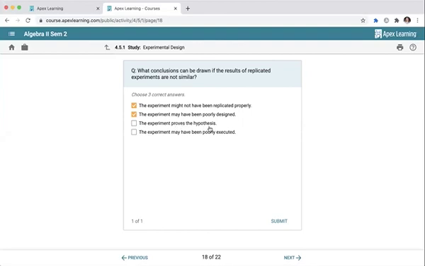This third one here, though, is not true. The experiment proves a hypothesis. Not if you can't repeat the results, right? You have to be able to repeat the results. And then finally, the experiment may have been poorly executed. So either it wasn't executed well, it wasn't designed well from the start, or the person replicating it didn't know all of the ins and outs, and it might not have been replicated exactly the way that it should have been.